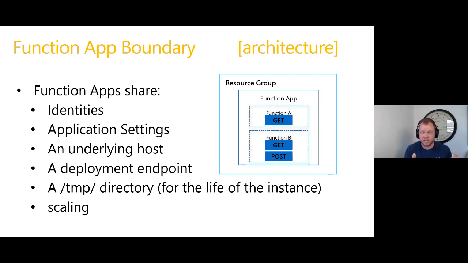They also share a /temp directory for the lifetime of that underlying instance. That will eventually die off, but it's an interesting point. If you're both writing to /temp, then function A can access the data from function B. And scaling, they're a scaling endpoint as well, so they scale up together and scale down together, which could be a good and could be a bad thing, but it's just something to bear in mind when you're architecting your serverless apps.